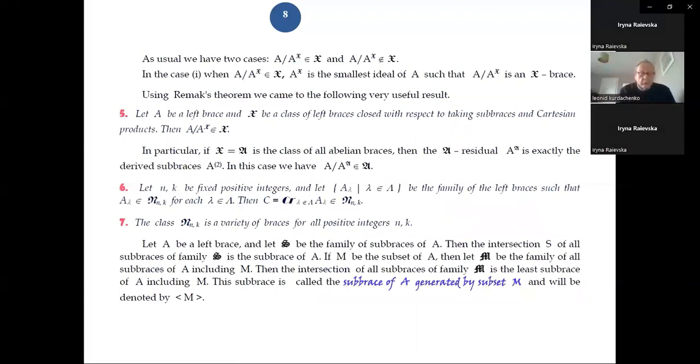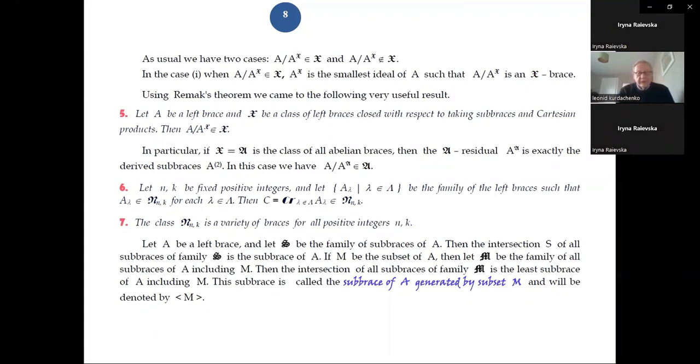here two cases. First case, A over A power X belongs to X. Second case, A over A power X does not belong to X. In the first case, the X-residual is the least ideal of A such that A over A power X belongs to X.